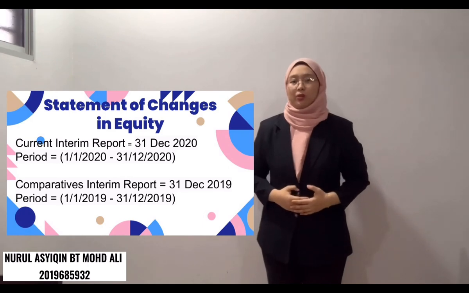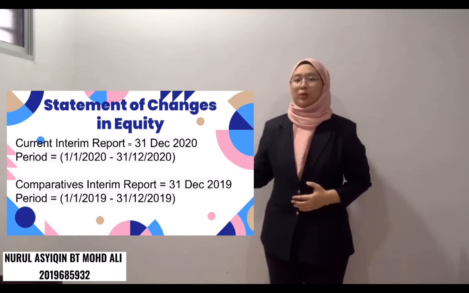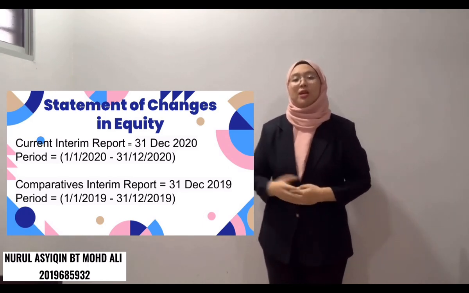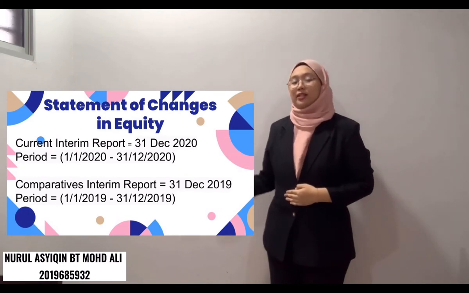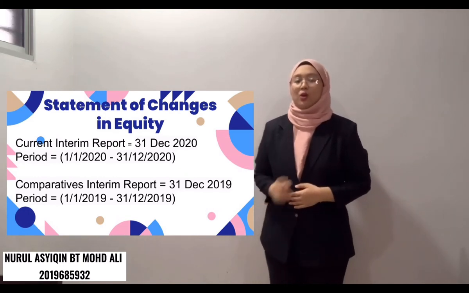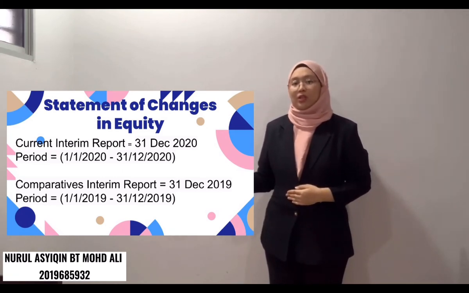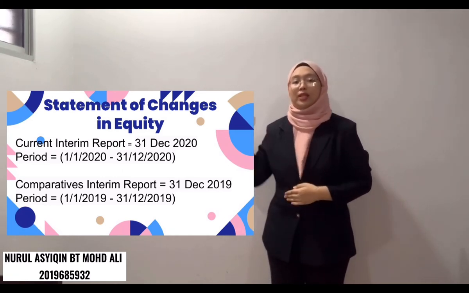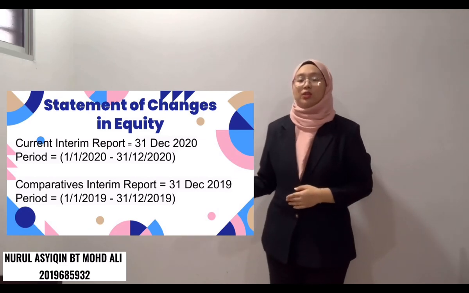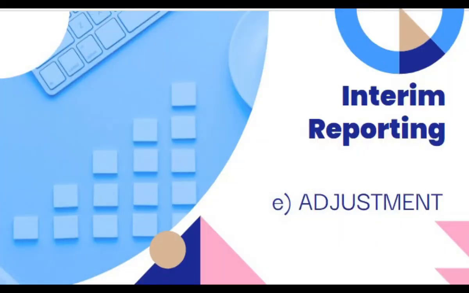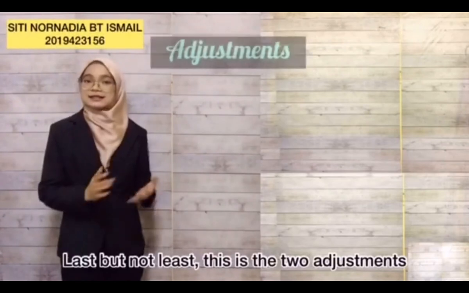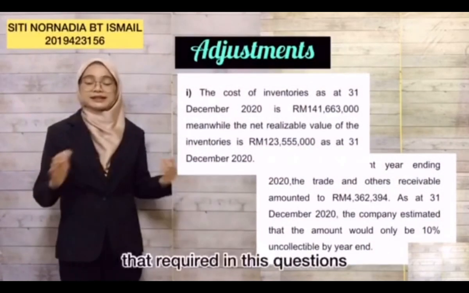Current interim report will be on 31st December 2020, where the period is from 1st January 2020 until 31st December 2020, while the comparative period is on 31st December 2019, which is from 1st January 2019 until 31st December 2019. Last but not least, these are two adjustments that are required in this question.